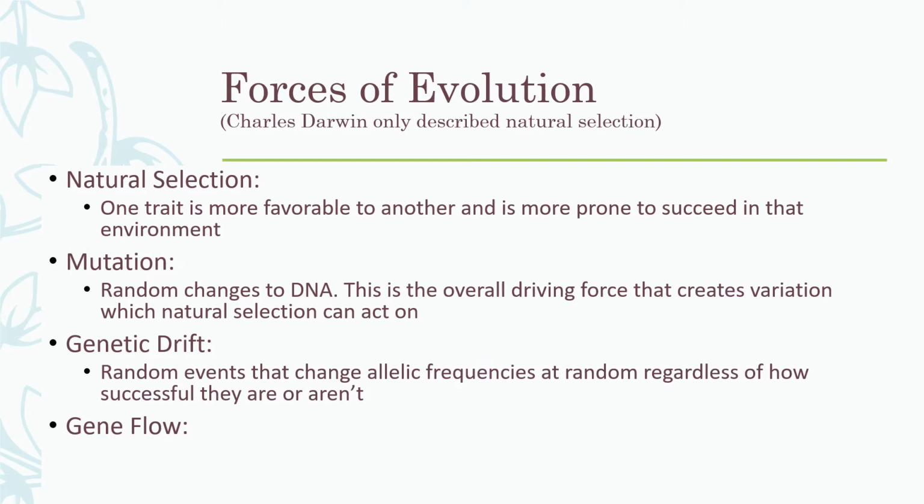Then we're going to go into more detail on genetic drift. The summary of that is random events that change allele frequencies at random, regardless of how successful they are or aren't. Again, we'll go into more of that later. And then gene flow, which is the immigration between two or more populations. Think of the ocean. The ocean flows in and out, so that allows genes to flow in and out of two or more populations.